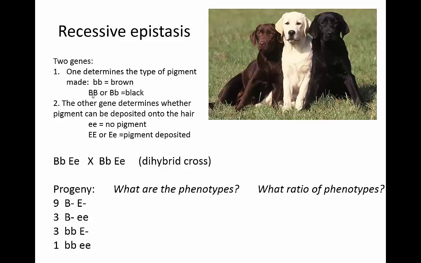Now, there's a second gene that determines whether the pigment can actually be deposited onto the hair. And this particular gene is the E gene. If you are dominant for the E gene, either big E big E or big E little e, you do get pigment being deposited. And in that case, you would actually be able to see what was going on with the B gene. If you have little e, you do not deposit the pigment, so you can't actually tell if you are big B or little b. So if you did a dihybrid cross of these individuals, the progeny would be shown here.